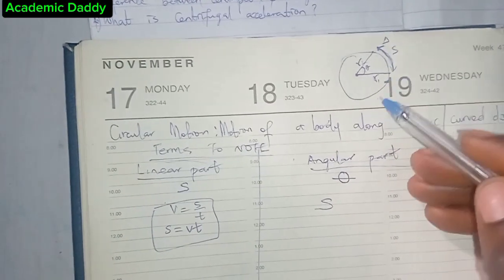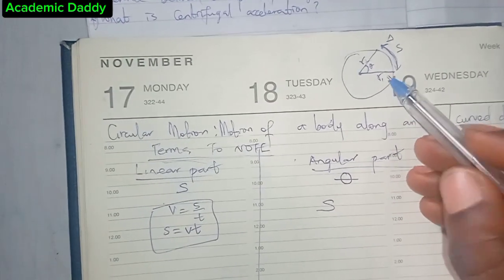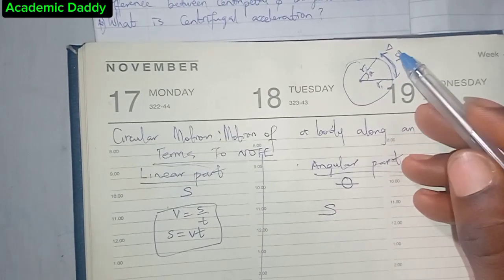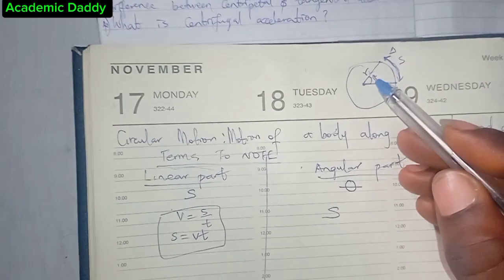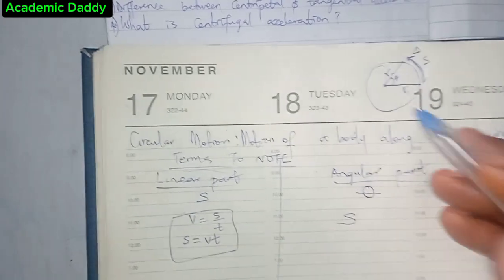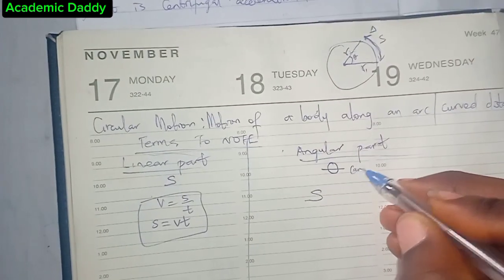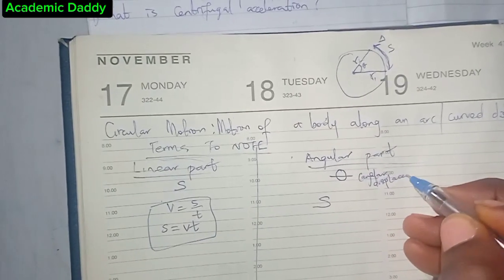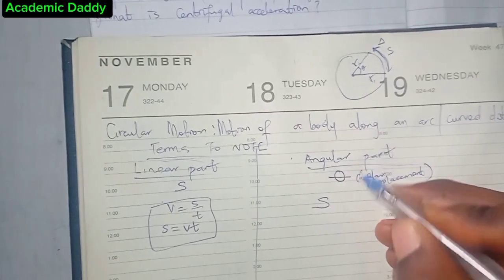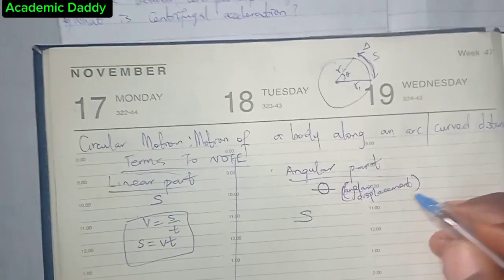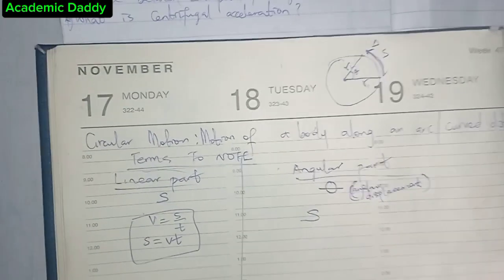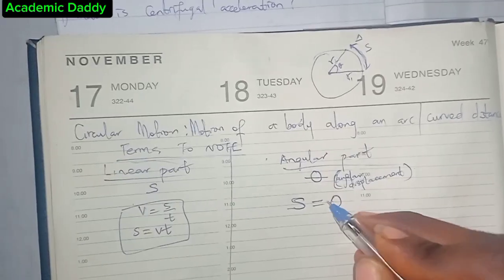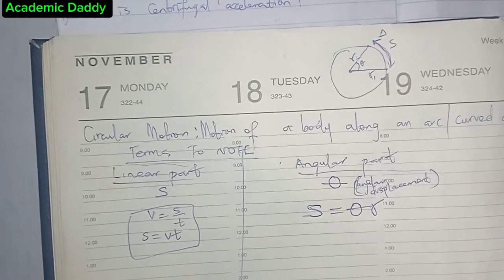So changing S, or you say tangential S, or should I say angular displacement, changing distance. This is the one they call angular displacement. So another name for this is angular displacement. You need to know that. So we say that S, which is the arc distance, is equal to the product of theta and radius.